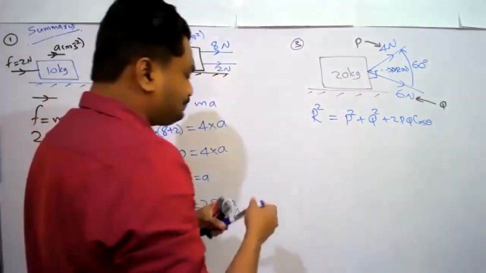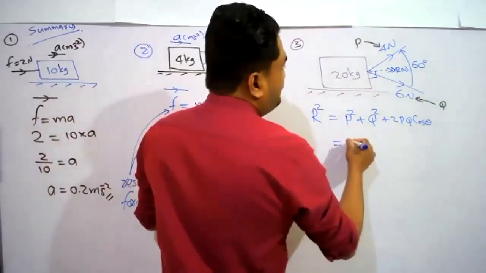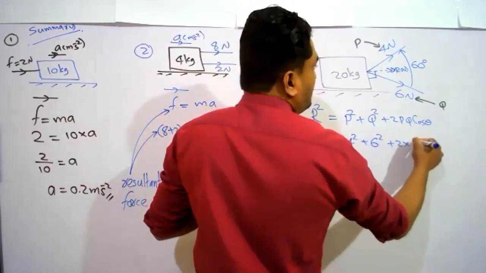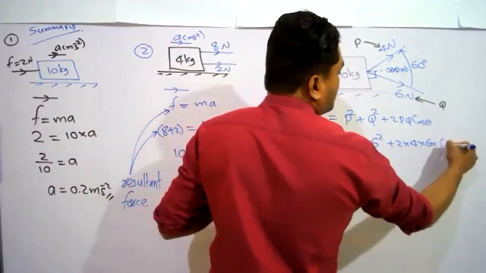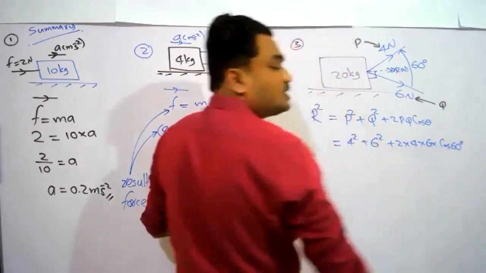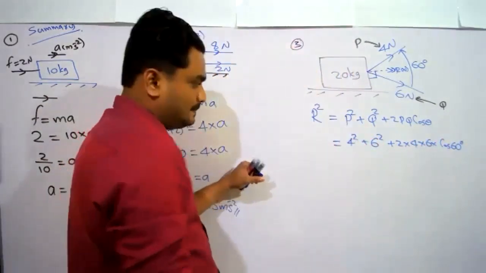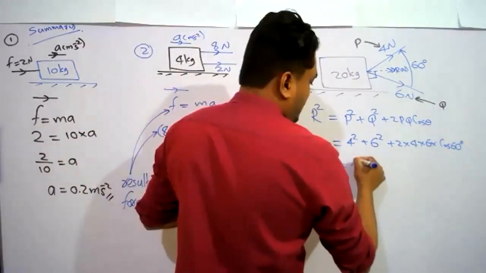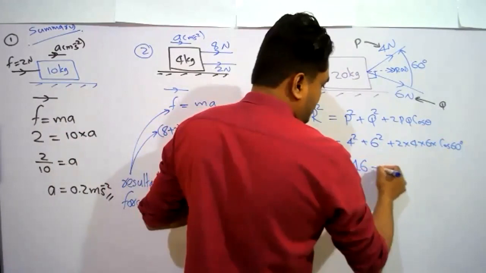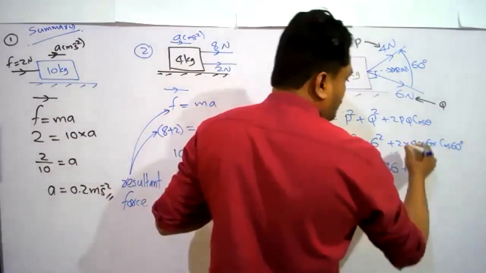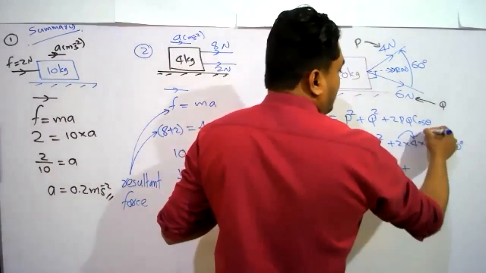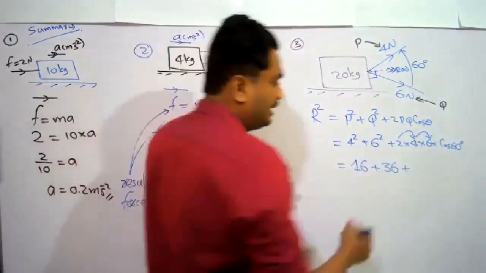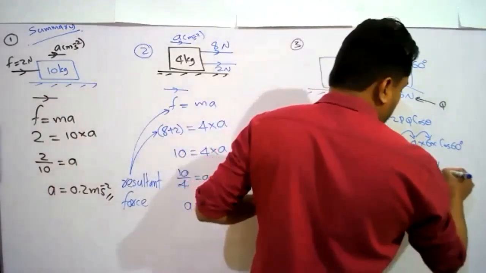Right. See now, R square equals 4 square plus 6 square plus 2 into 4 into 6 cos 60. Can somebody tell me what cos 60 is? Half. Very good. So this is 4 square is 16, 6 square is 36, 2 into 4 is 8, 8 times 6 is 48. 8 cos 60 is half.